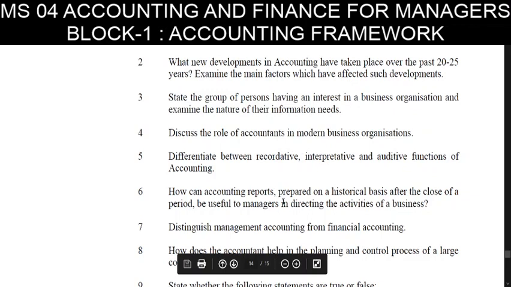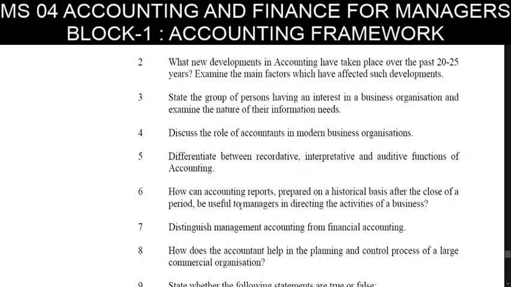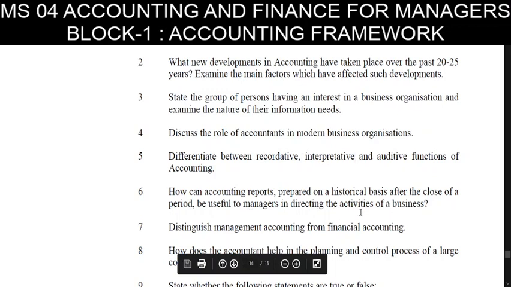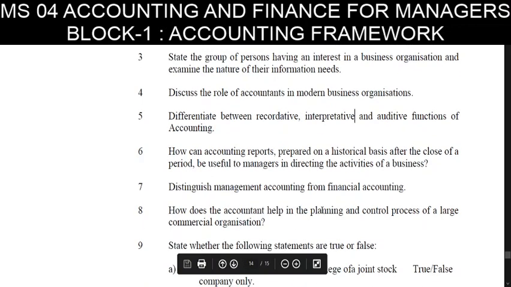Yeah, you can write. How can accounting reports prepared on a historical basis after the close of a period be useful to managers in directing the activities of business? Are you boss? You can write whatever you want here. These are silly questions. Whenever a question is asked about managers or reports, you remember balance sheet, profit and loss account. Manager's role means planning, organization, decision making, coordinating, controlling. Using these words, you frame your own sentence.